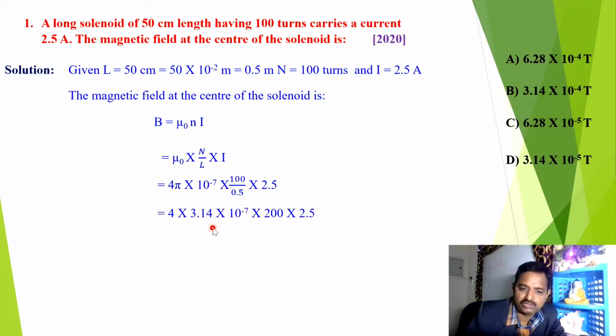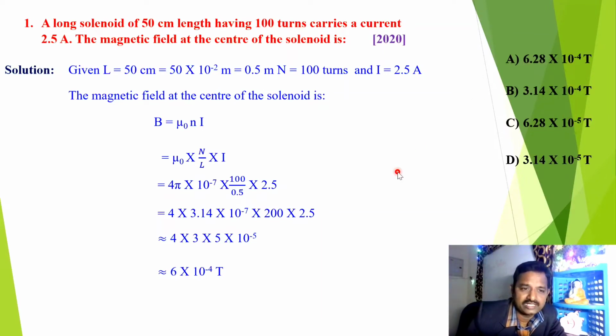Here pi means 3.14. So 100 by 0.5 means I wrote 200. Here instead of 3.14, I will write approximately 3, to get the answer easily. We can take the approximate value. So here I got approximately 6 into 10 power minus 4 Tesla. From the given options, option A 6.28 into 10 power minus 4 Tesla, and option C 6.28 into 10 power minus 5 Tesla. Among these, option A is the answer.